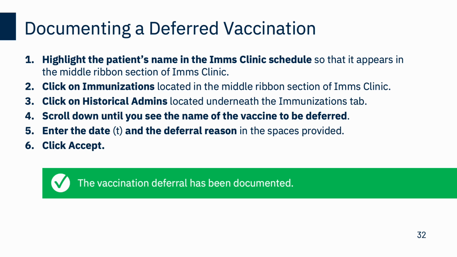Step 4. Scroll down until you see the name of the vaccine to be deferred. Step 5. Enter the date and the deferral reason in the spaces provided. Step 6. Click Accept. The vaccination deferral has been documented.